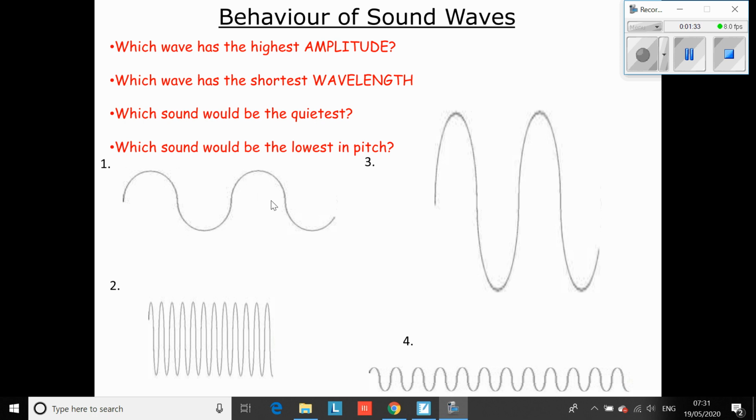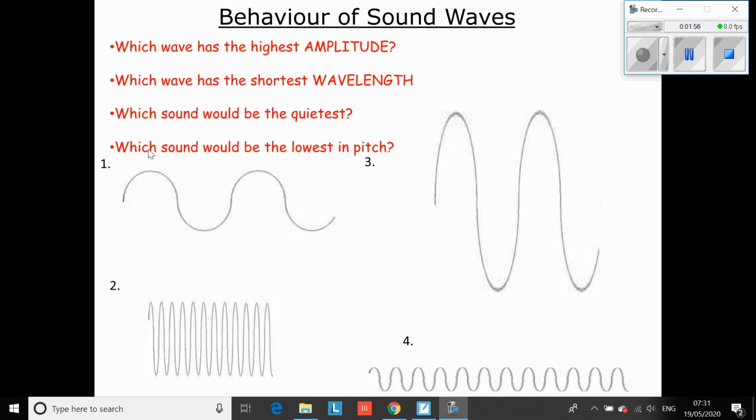Which sound wave would be the quietest? That would be number 4, because the volume of a sound is based on its amplitude, its displacement from 0. Since the displacement from 0 here is the least, that would make this the quietest.